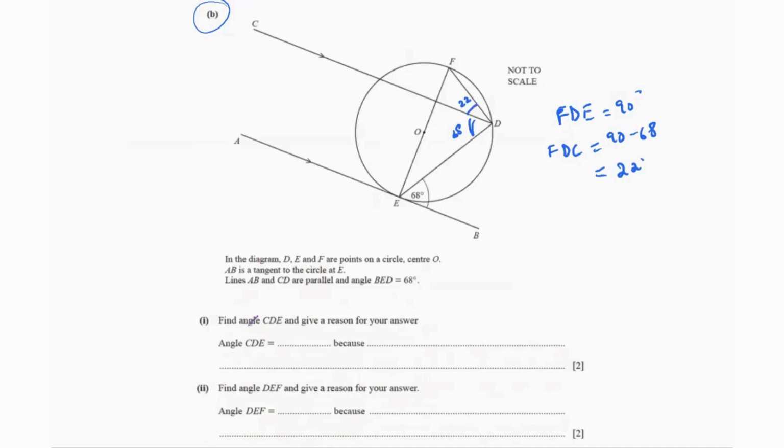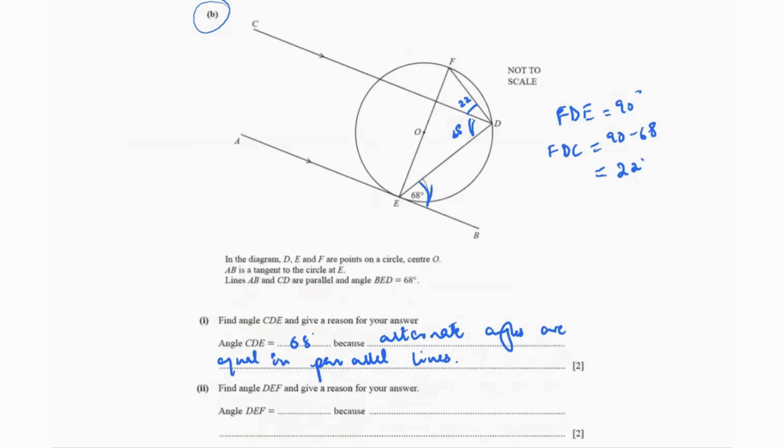The question is saying find angle CDE, give a reason for your answer. CDE would be 68, because alternate angles are equal in parallel lines. That's your answer. This angle is alternate to this one.